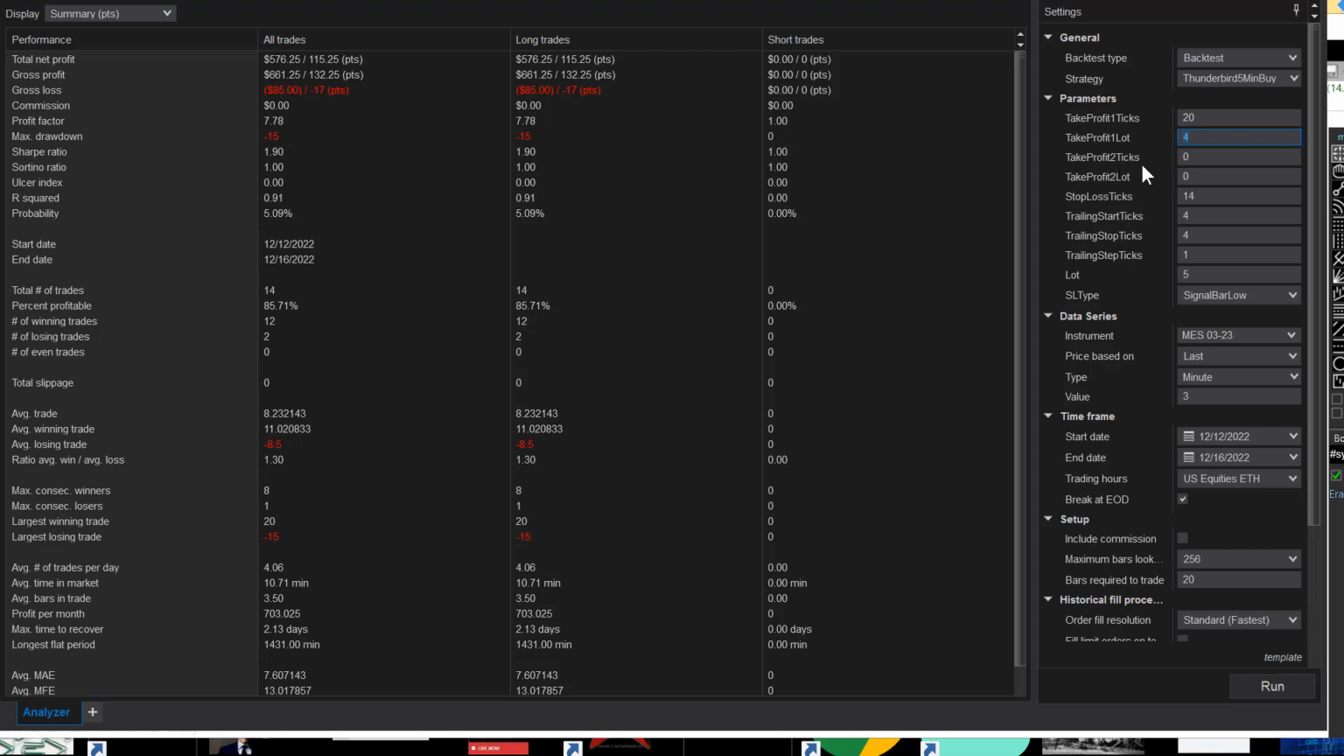The take profits 2 is 0, meaning that after the 4 contracts are taken off, the trailing stop actually starts after 4 ticks. So it really protects us in that way. And we have one trailing stop up here.